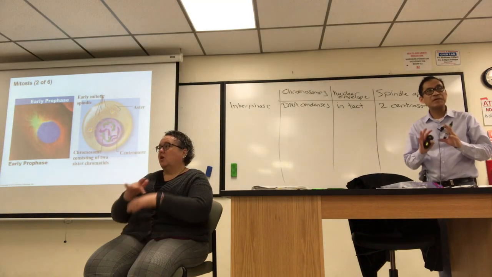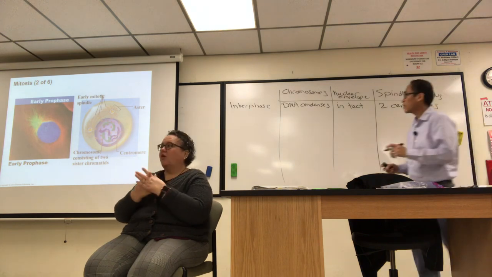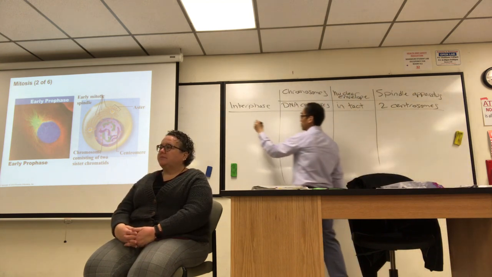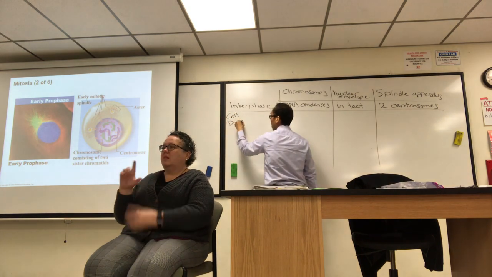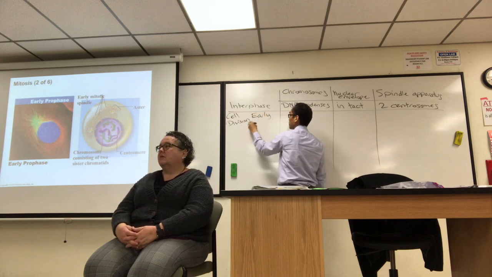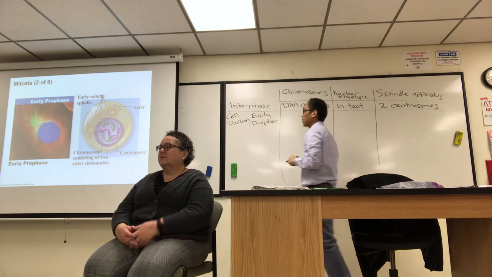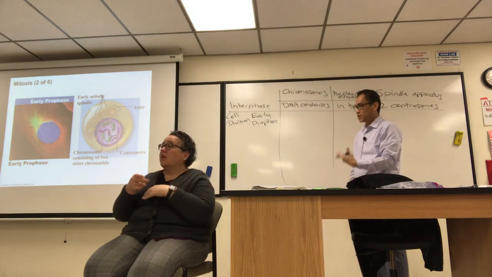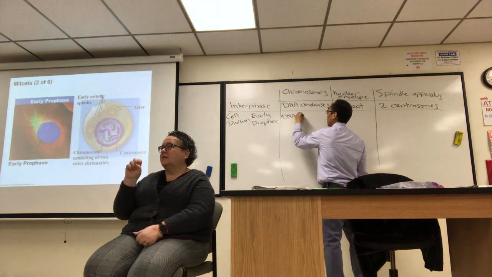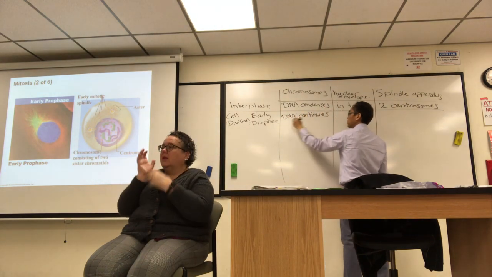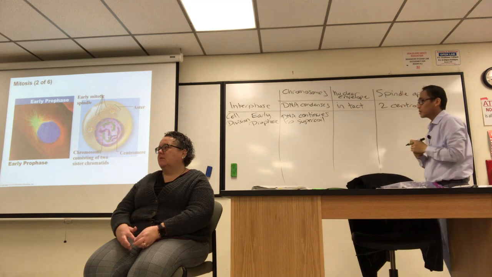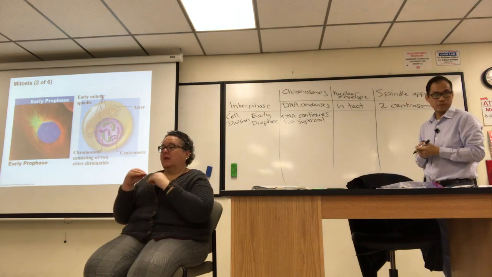Early prophase. So we've actually entered cell division, officially. Put a line there. Cell division starts now, so I'll put cell division. Basically, they call this early prophase. And in early prophase, the DNA continues to supercoil, or condense, packaging it up. And the chromosomes become more visible with a microscope.